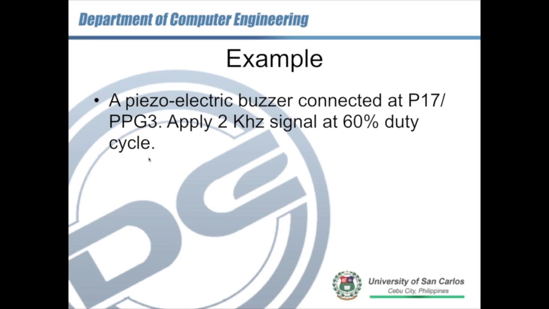So an example here is that we are going to use the piezoelectric buzzer, connected at P17, which is basically PPG3, the third PPG pin. We're going to apply a 2 kHz signal at 60% duty cycle. Please refer to the Fujitsu starter kit manual for the schematics showing where this piezoelectric buzzer is connected.